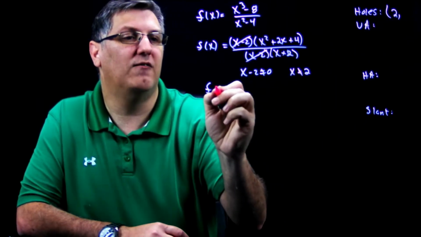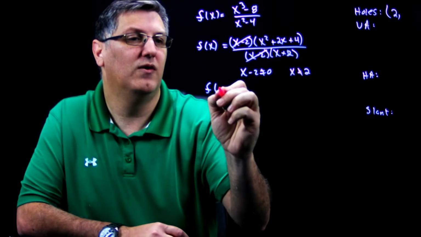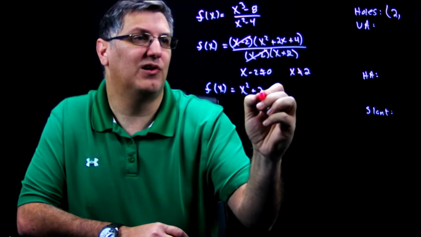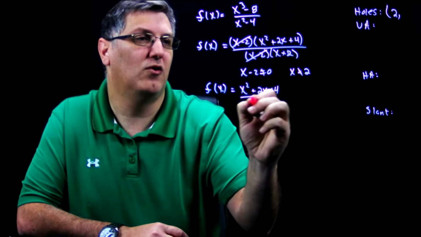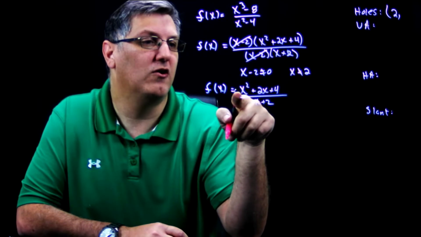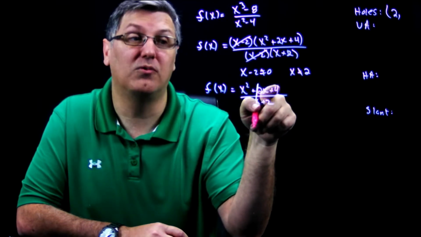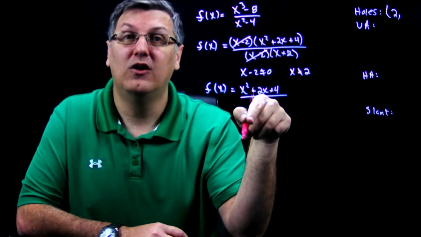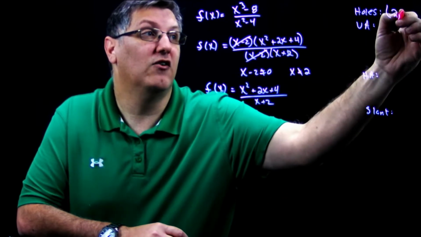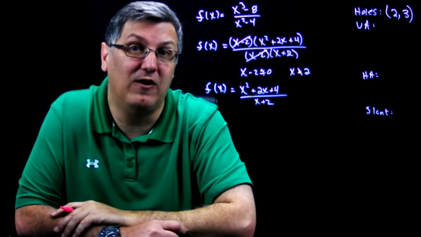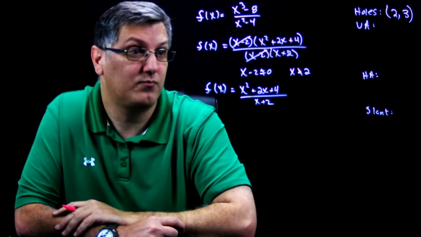To find my value, I'm going to do f of 2. So let's see, we've got it reduced as x squared plus 2x plus 4 over x plus 2. Let's see if we can do this in our head. 2 squared is 4 plus 2 times 2, which is 4, plus 4. That gives me 12. 12 divided by, well, 2 plus 2 is 4. 12 divided by 4 gives me 3. So I have a hole at (2, 3). That means when I graph it, I'll show you what we have to do.